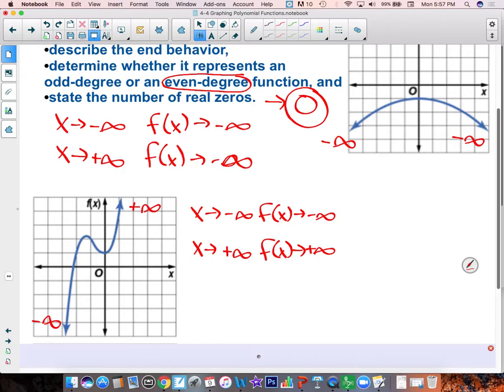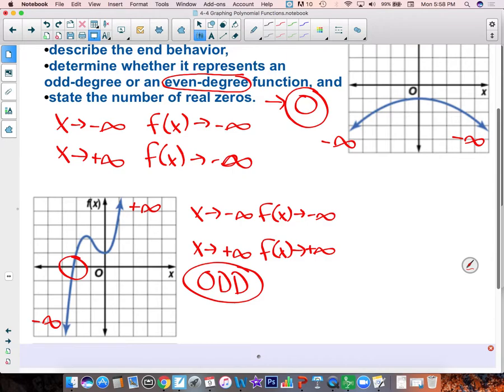Now determine whether it represents odd degree or even degree. So if the ends are going in opposite directions like this, if we think back to that chart, that's an odd degree. All right? State the number of real zeros. So how many times does it cross the x-axis? Just once. So there's only one real zero.